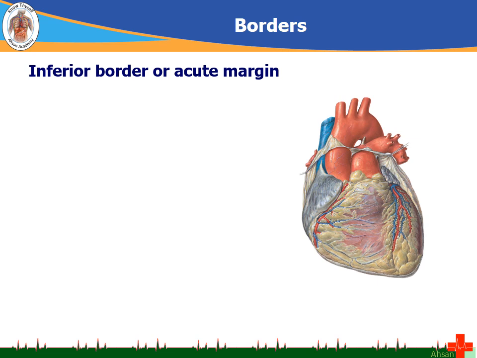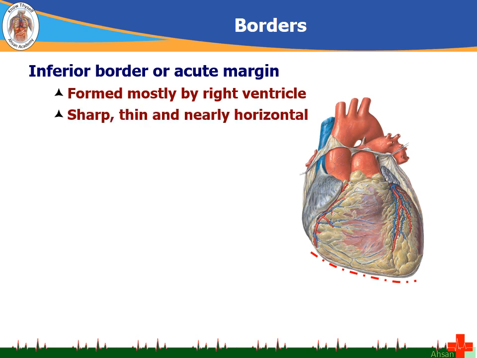Inferior border or acute border: the red dotted line is indicating the position of the border. It extends from the opening of the inferior vena cava to the apex, and it is mostly formed by the right ventricle and a little area anteriorly formed by the left ventricle close to the apex. It is sharper and thin and nearly horizontal in position.